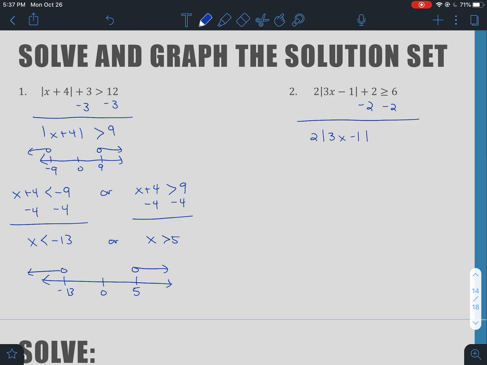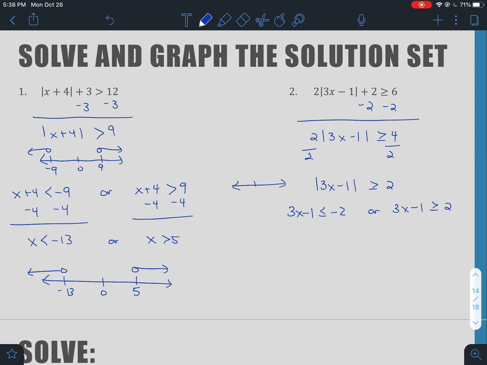And so I have 2 times the absolute value of 3x minus 1 is going to be greater than or equal to 4. Divide both sides by 2, and I have the absolute value of 3x minus 1 is greater than or equal to 2. So I need 3x minus 1's distance from 0 on the number line to be more than 2. So it either needs to be less than or equal to negative 2 to make that happen, or greater than or equal to positive 2 to make that happen.